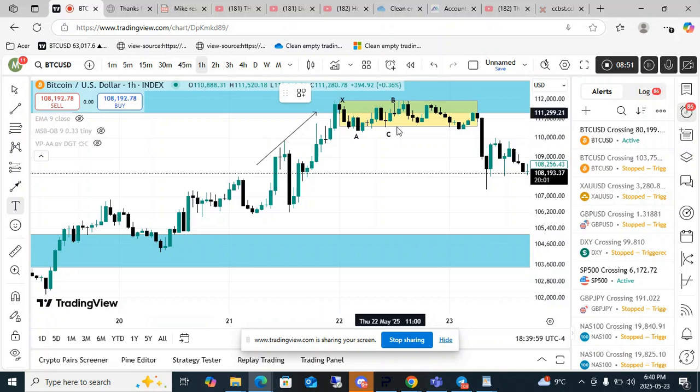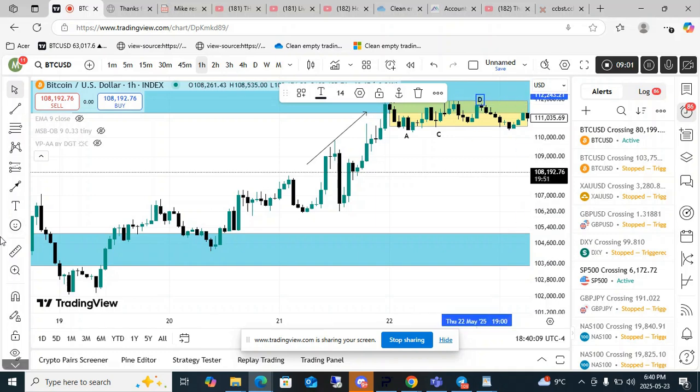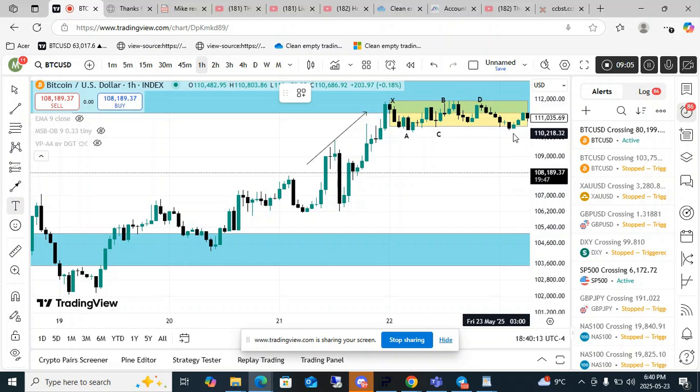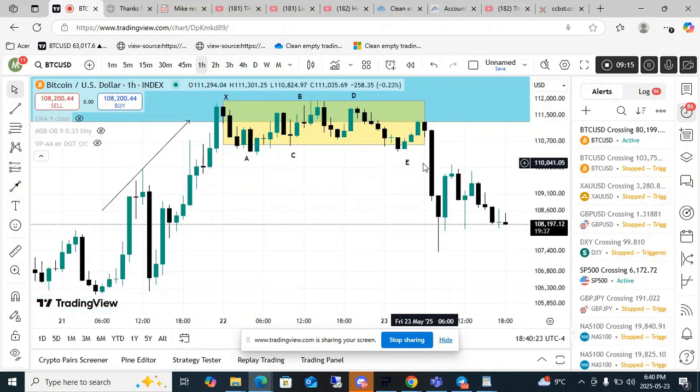X, A, B, C, D. Oh, this tiny laptop. D and E. Okay, so this is E. E is the last one. So that's how you're gonna know the consolidation has finished. So it's gonna break out at any time.